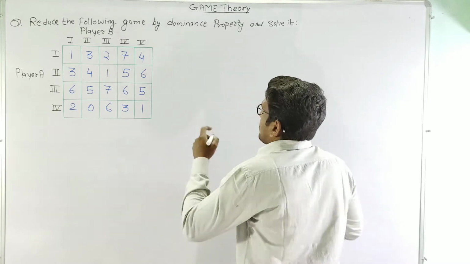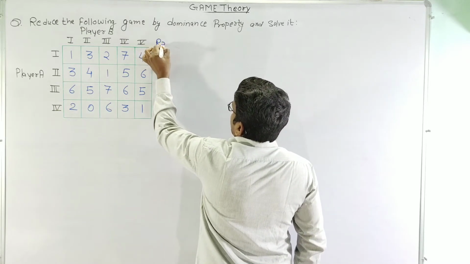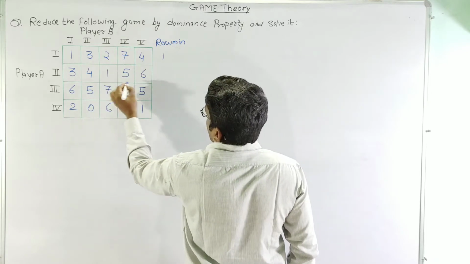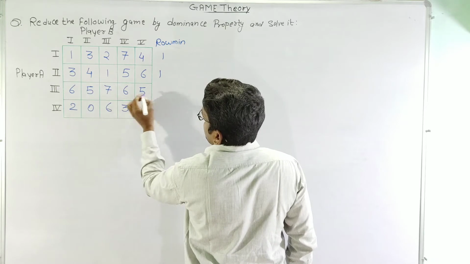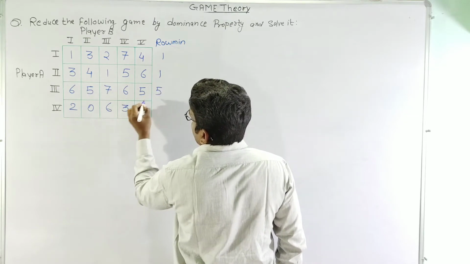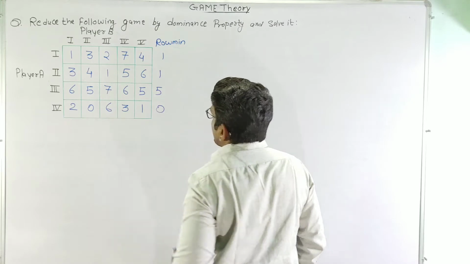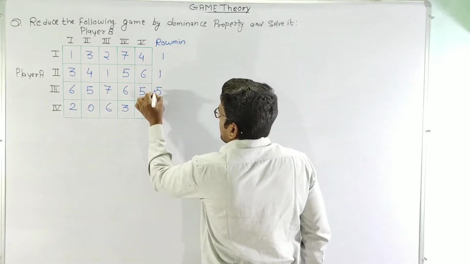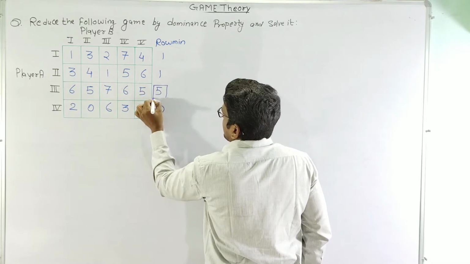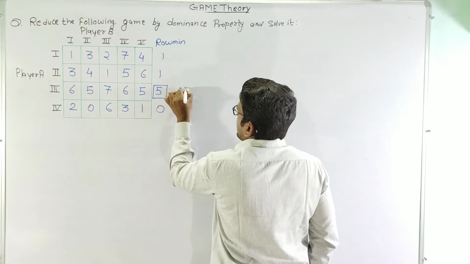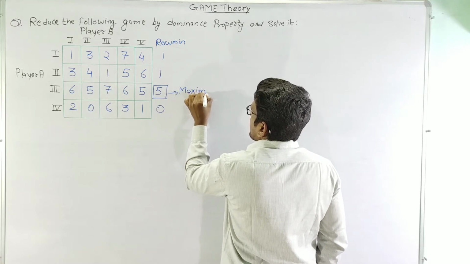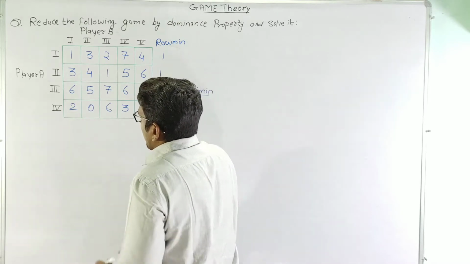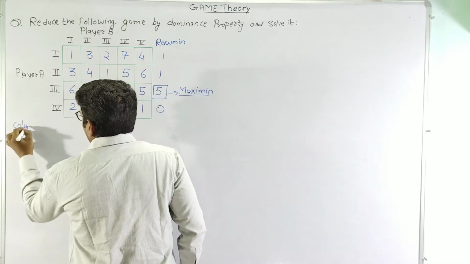Let us quickly calculate the row min. The minimum value in each row is coming as 5, 0, and so on. Now among these minimum values we will select the maximum value. So 5 is the maximum value and this will be our maximin value. Now let us find out the column max.